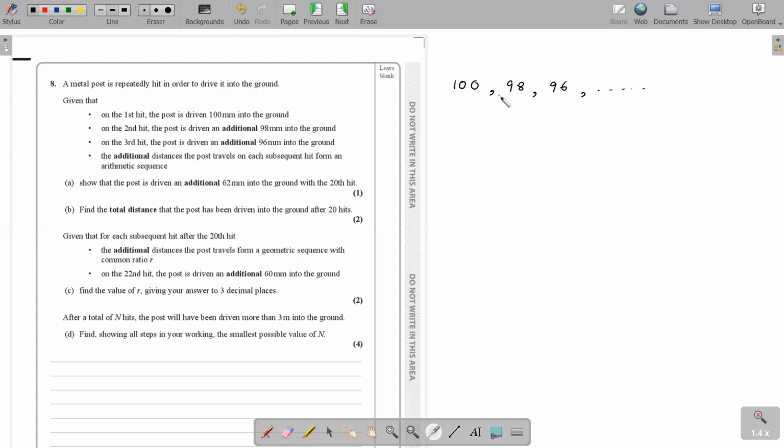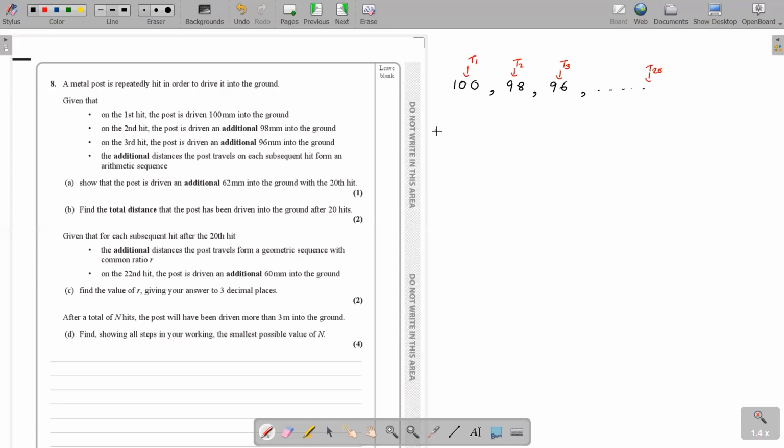You can see it's an arithmetic sequence with common difference what? 100, 98, 96. You can see it reduces by 2. Common difference is -2. Okay, so this is term 1, the amount it goes in the first hit. Term 2 is the amount driven in by the second hit. Term 3, the amount driven in by the third hit. They say show that the post is driven an additional 62 millimeters into the ground with the 20th hit. Basically, what do they want you to find? They want you to find T20.